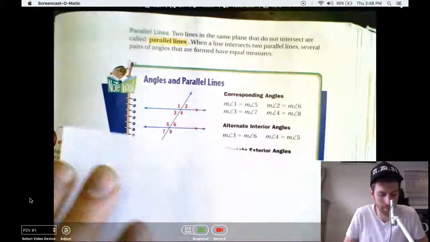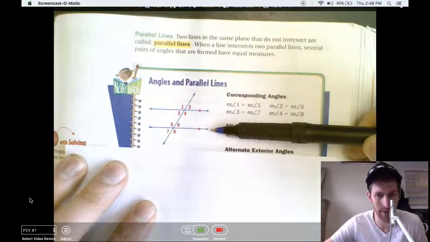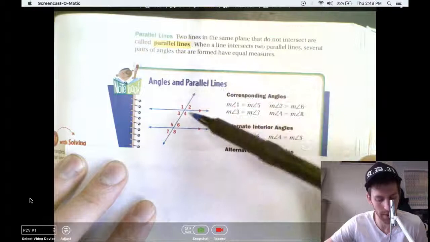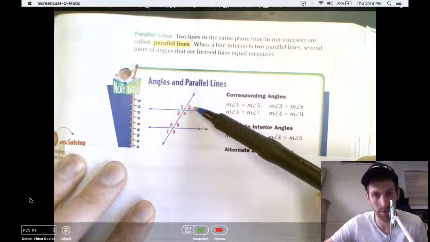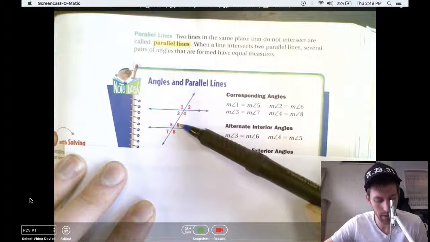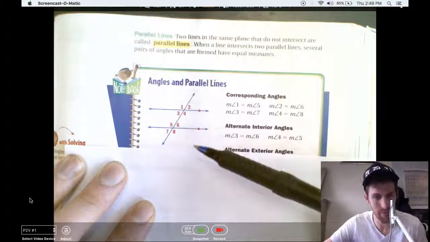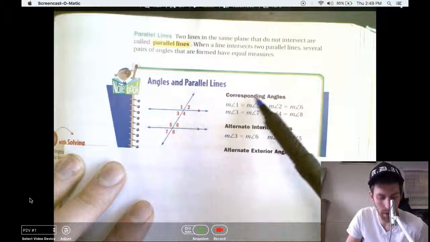The idea is that this line and this line are oriented the same way. So if this line cuts through them both and makes angle 2 right here, then it cut through this bottom line the same way. So 2 and 6 are the same measurement. Now I want you to look at 2. Is that acute or obtuse? It's acute, right? Look at angle 6. It's acute. Do angle 6 and angle 2 look the same? Yeah, they do. And guess what? They are. Those are called corresponding angles.